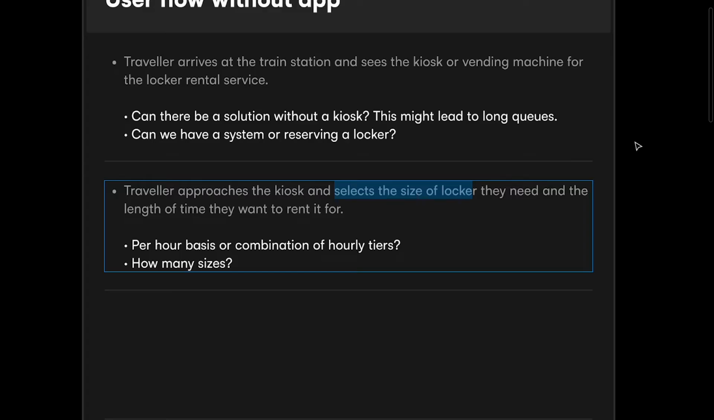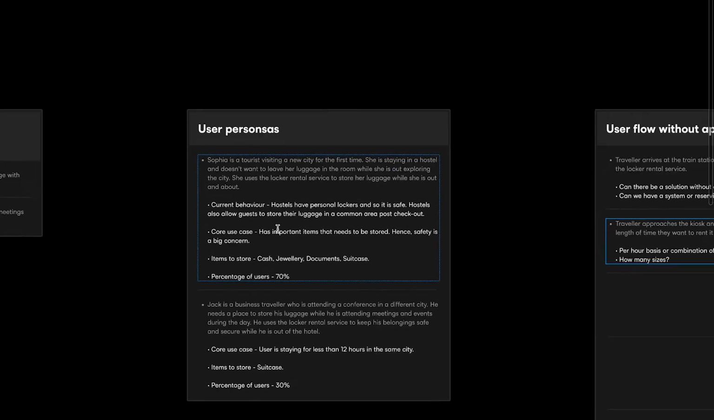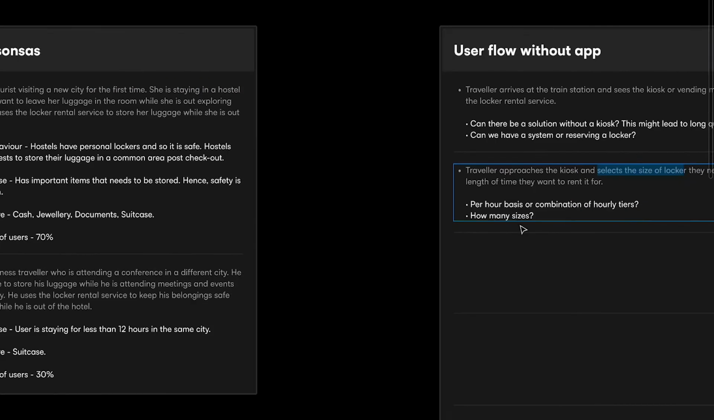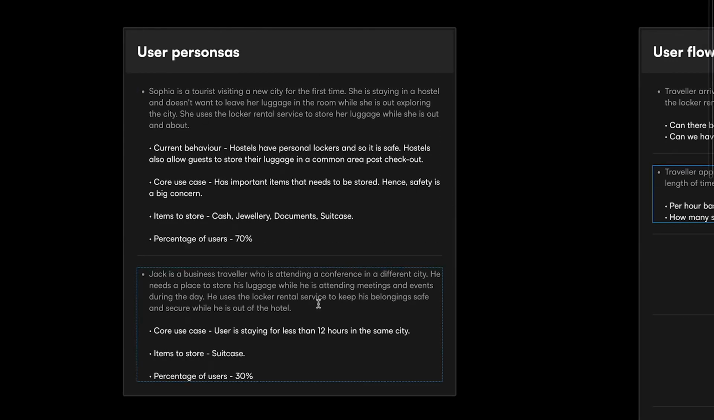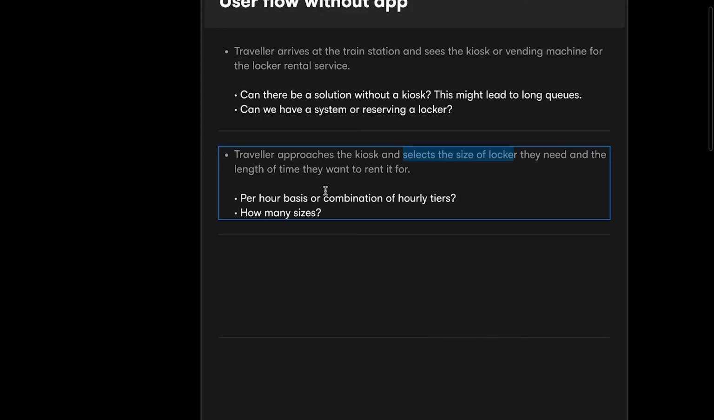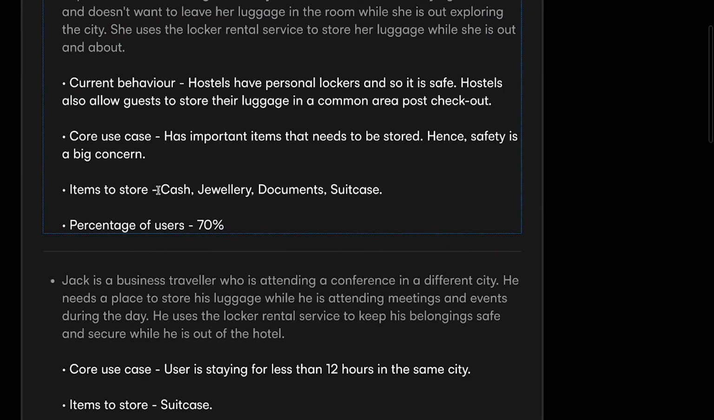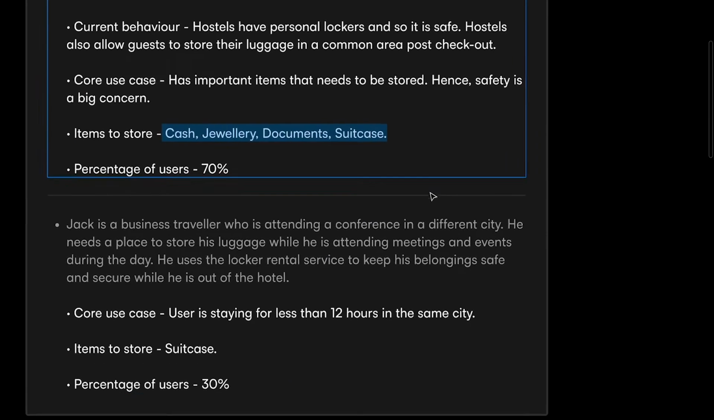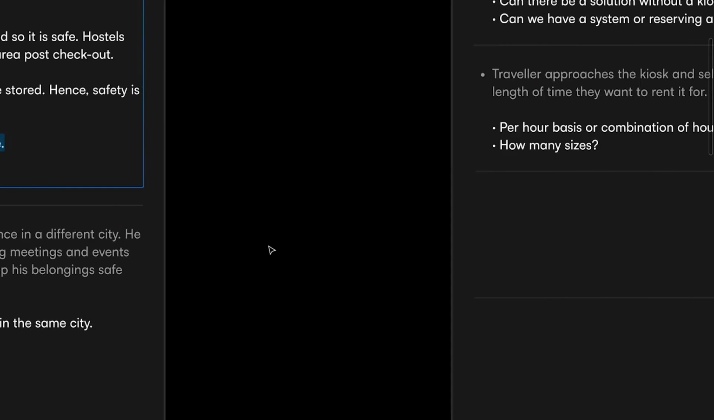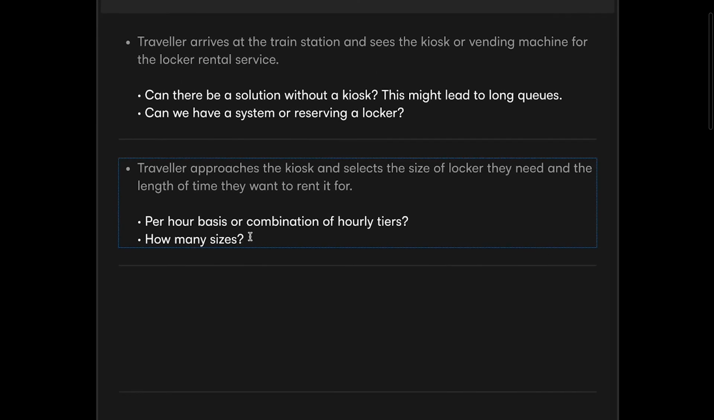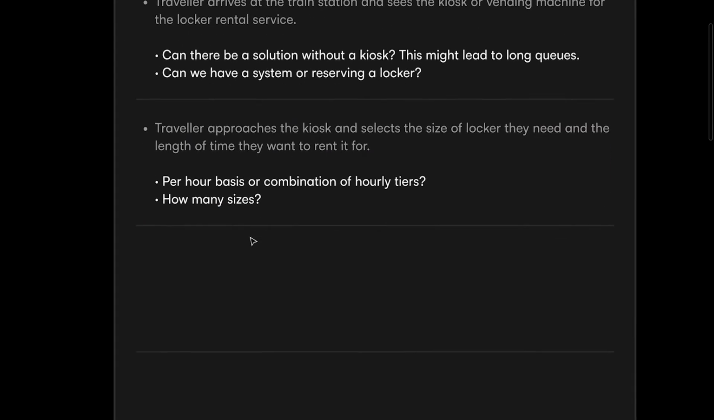I don't know how many sizes we need to have. Now, the right answer here is actually to look at your user personas, right? Some of these answers, we can get ourselves. Considering our types of users, we can go ahead and decide what the sizes are, because if we know what items they want to deposit, depending on the use case, we will know what the sizes should be. But for now, this is just a question that I have. All right, let's move on.